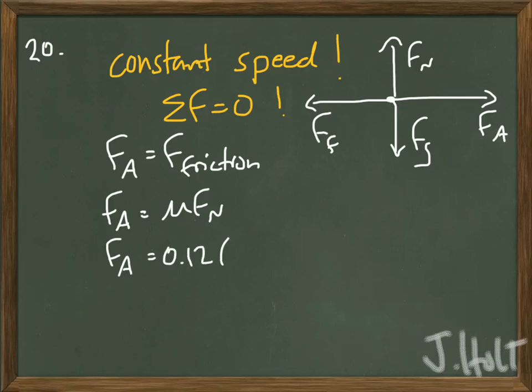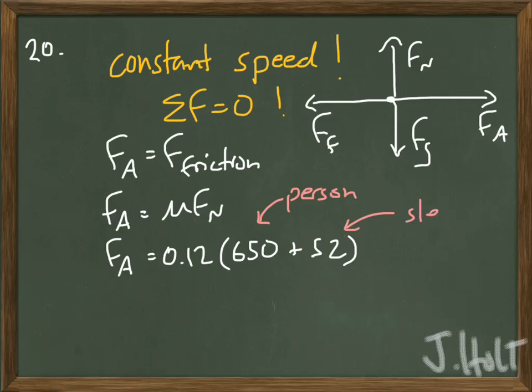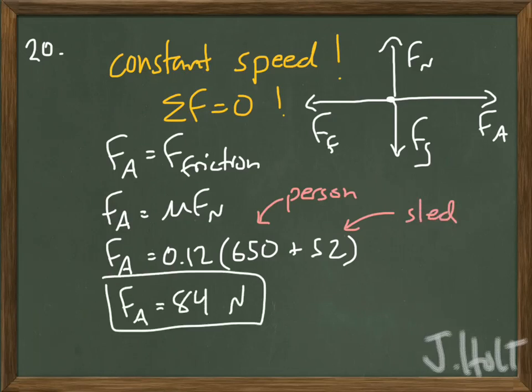We know the equation for the force of friction, mu times the normal force. We know mu, we know the normal force. Be careful here. You got to add the normal force of the person plus the normal force of the sled. And then when you multiply it out, you can find the applied force, 84 newtons.